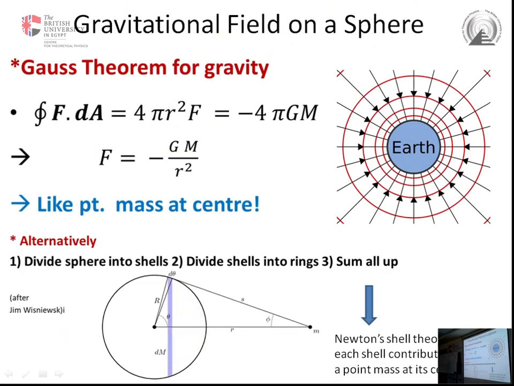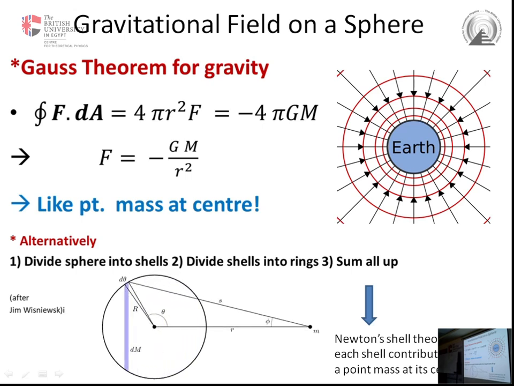So what's the gravitational field of a sphere? Who knows Gauss theorem from electrostatics? I don't know. They know Gauss theorem. Okay, so Gauss theorem for gravity is this. The integral of F dot dA is 4 pi r squared F because F is normal. This is like, for example, the Earth, and this is the gravitational field normal to the Earth. So it's simply the area times F, meaning F is like that. And this is the mass of the Earth. I'm giving the Earth as an example, but what applies to the Earth applies to our patch.